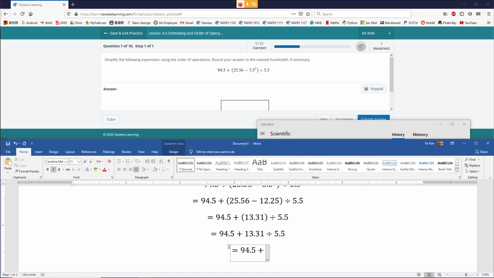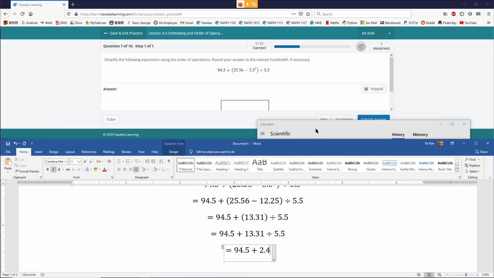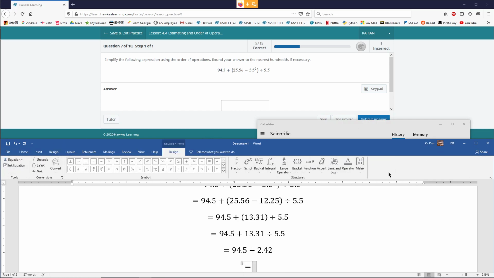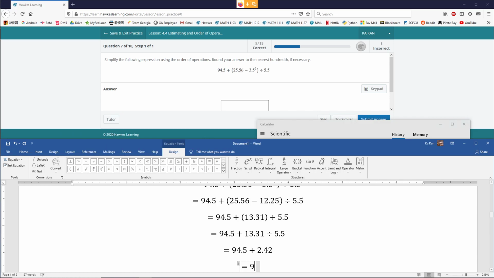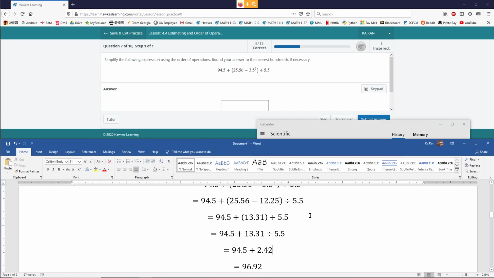13.31 divided by 5.5 and see what that equals to. So 13.31 divided by 5.5, and that's 2.42. Now the next step should be pretty easy because all you need to do is write equals, right? 94.5 plus 2.42, and I have 96.92.